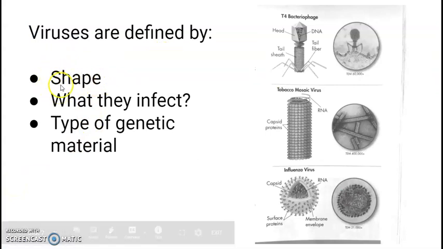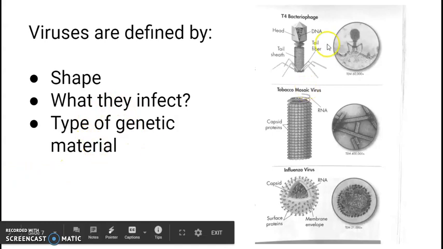Viruses are defined by a few different things. The shape, as they all have different shapes that can be classified. What they infect, so what species they infect, what types of cells they infect, and how that infection happens. And then what type of genetic material they have. Do they have DNA or RNA?